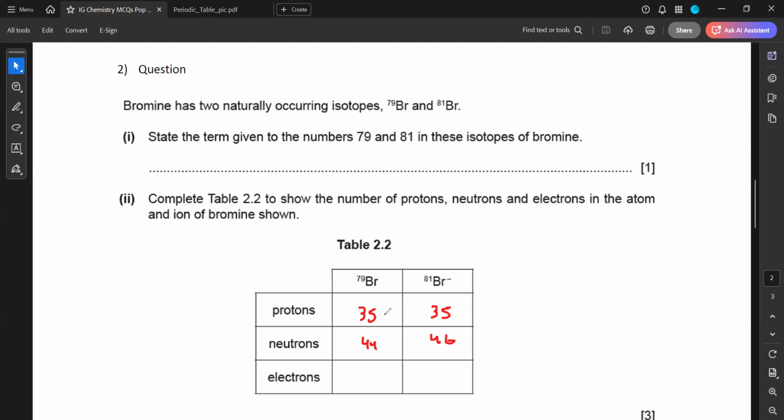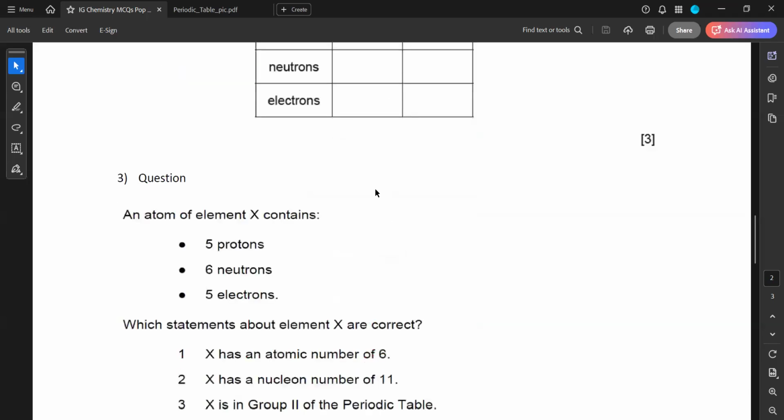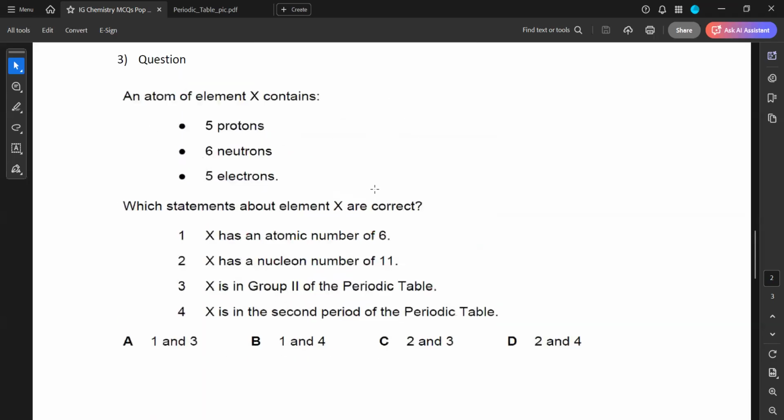This is an atom. For an atom, the number of protons and electrons are the same, so this will be 35. But here it has a negative charge, so it means it has an additional electron. So if 35 protons are there, it will have 36 electrons. That's how we complete the proton, neutron, electron distribution for the atom as well as the ion. The next question, question 3.